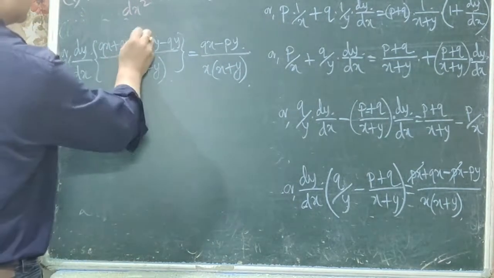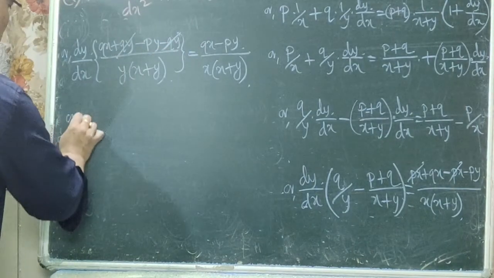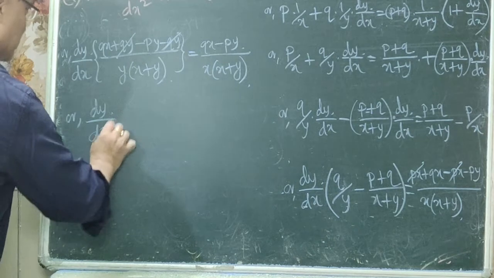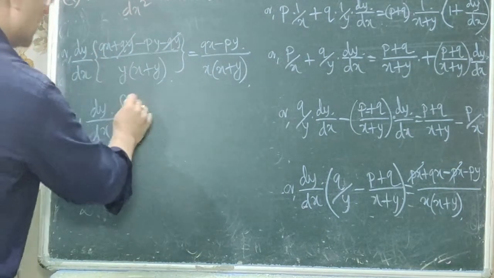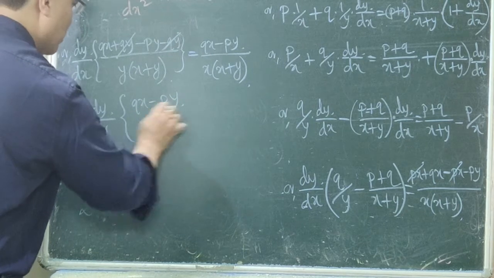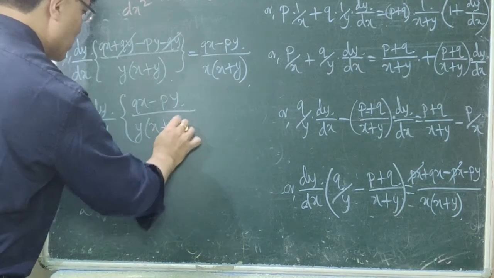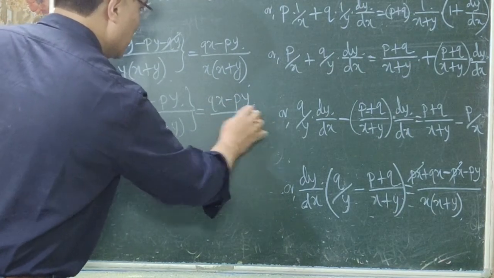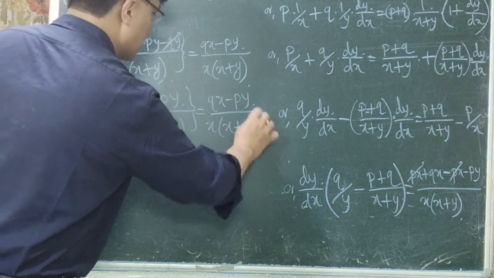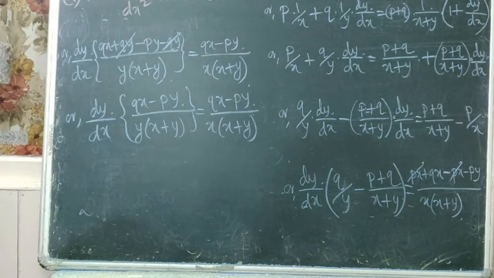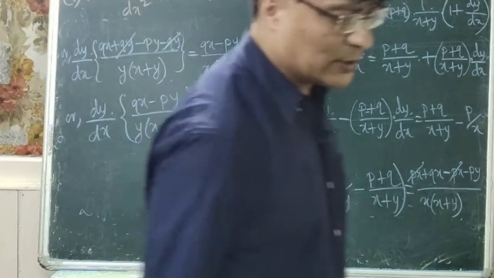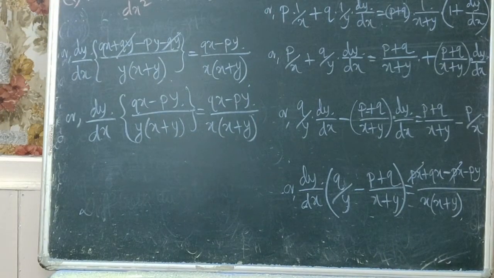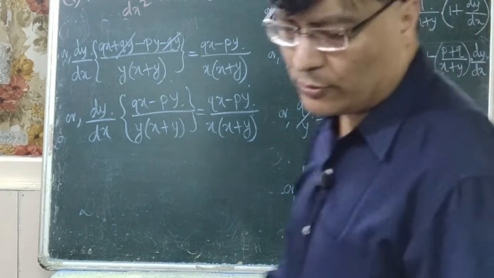So now here you can cancel this qy, so this is your dy by dx. So within second bracket what do we get? Here it is qx minus py divided by y into x plus y, second bracket closed, is equal to qx minus py whole divided by x into x plus y. I think you have understood it. Okay, so now what will you do in the next step?